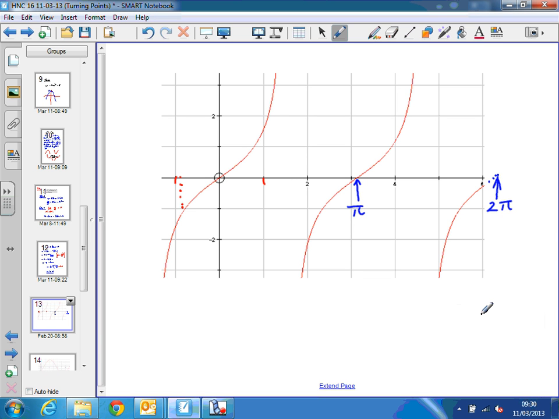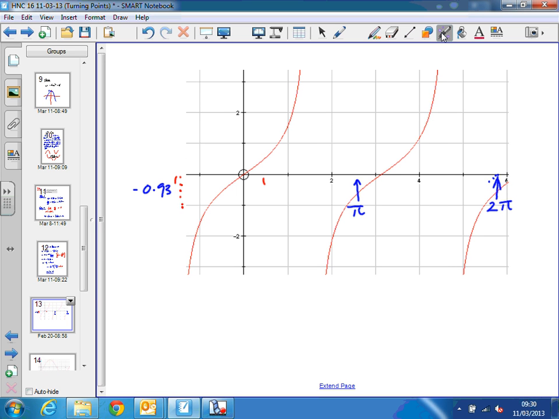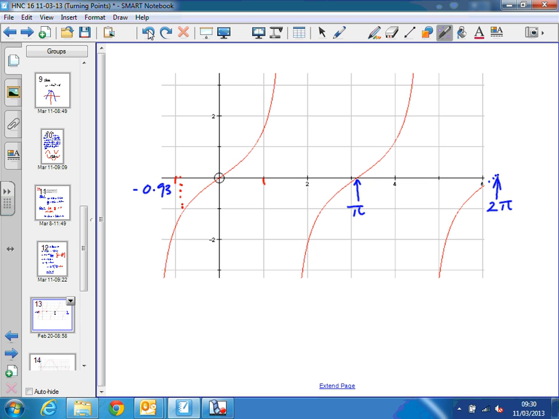Well, in radians, I want to stick to radians, Jordan. So pi, this point here is pi. We are looking at this point, which is negative 0.93. So this point is negative 0.93. Right, so in other words, this point here must be pi take away 0.93, which is, somebody tell me what it is, please.